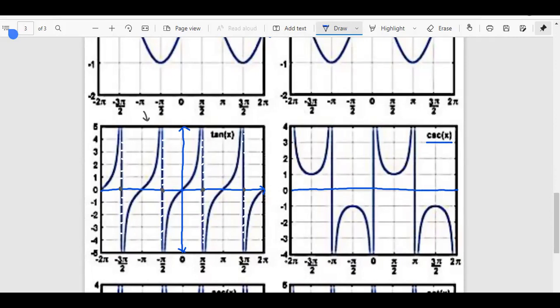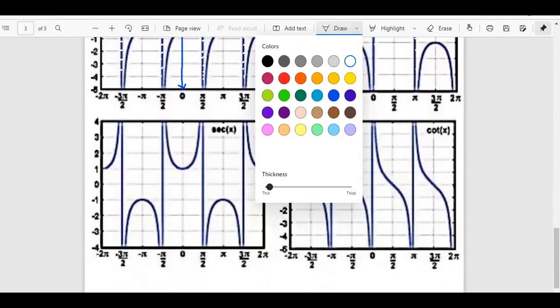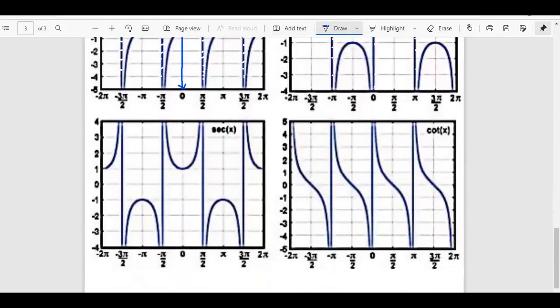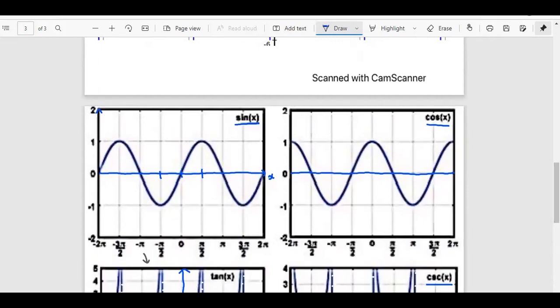Very good. These vertical lines are supposed to be dotted lines. I don't know why, but they did not break them. But they are supposed to be dotted lines, and only then would you be able to understand that they are basically just to represent the discontinuity at these points. Okay, very good. And then if we talk about secant and cotangent or cot, again you will see that both these graphs are breaking. Okay, so in short, what do we notice? We have noticed that the graphs of sine and cos, only they are not breaking. Okay, only they are continuous.